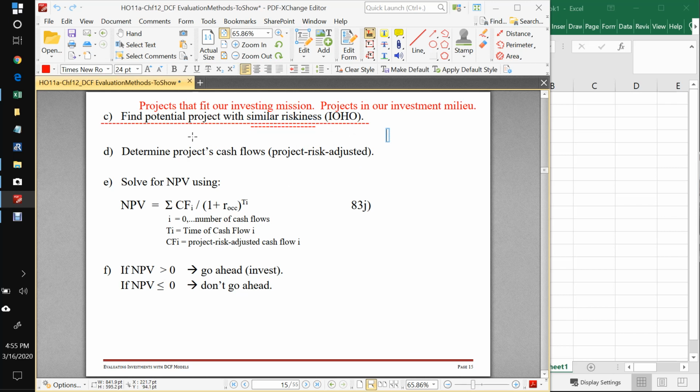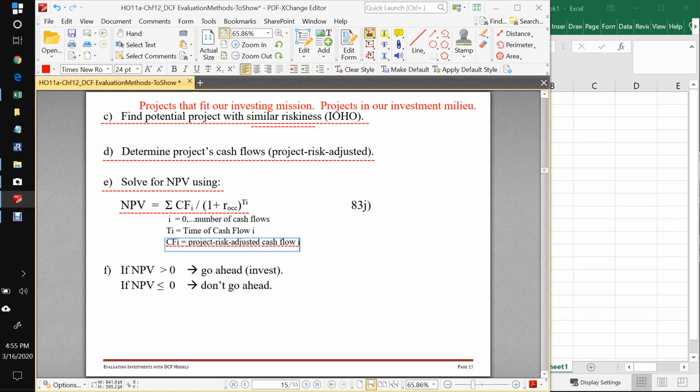Okay, so once we've got this potential project, then we're ready to determine its cash flows, and we want those to be project risk adjusted. And once we've got our project risk adjusted cash flows, we already have our opportunity cost of capital, and we can go ahead and solve for the NPV of this project using our NPV formula here, with again our opportunity cost of capital here, and here our project risk adjusted cash flows.